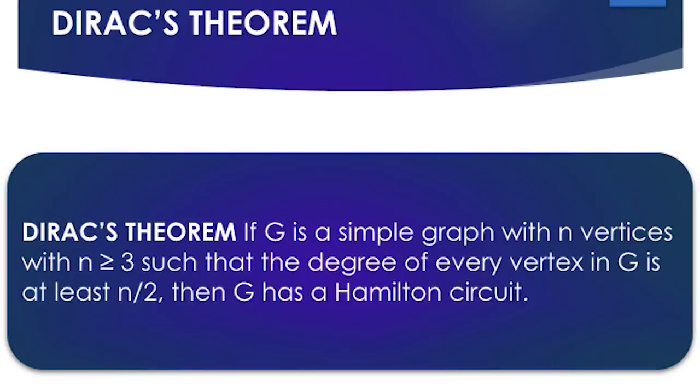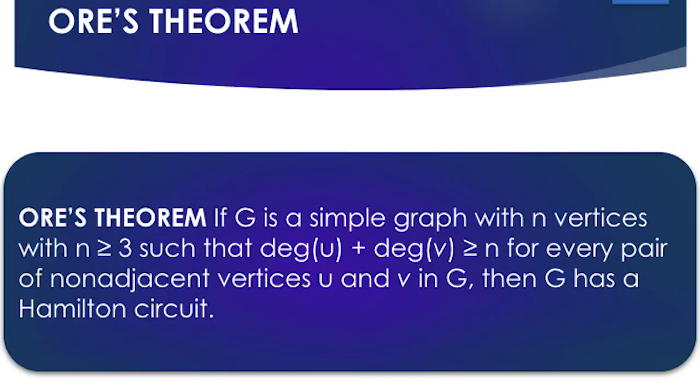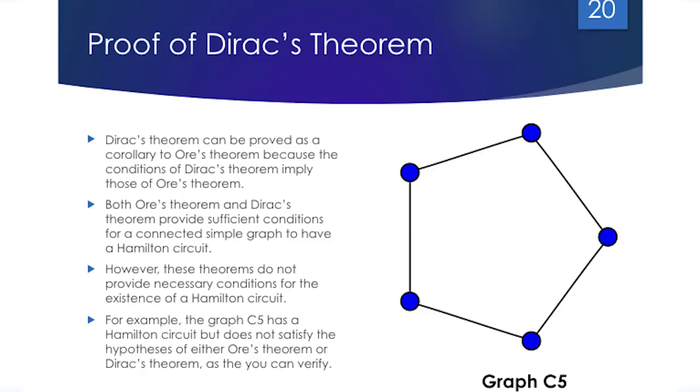Dirac's theorem can be proved as a corollary of Ore's theorem because the conditions of Dirac's theorem imply those of Ore's theorem. Both Ore's theorem and Dirac's theorem provide sufficient conditions for a connected simple graph to have a Hamilton circuit. However, these theorems do not provide necessary conditions for the existence of a Hamilton circuit. For example, the graph C5 has a Hamilton circuit but does not satisfy the hypothesis of either Ore's theorem or Dirac's theorem, as the viewer can verify.